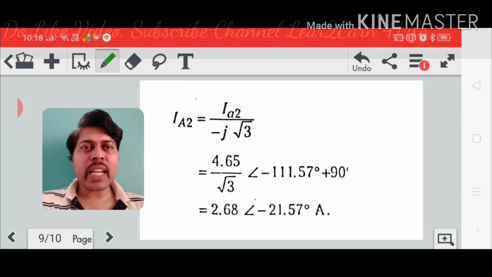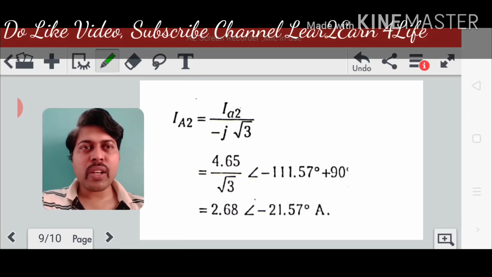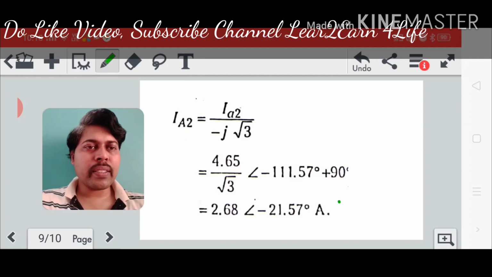The negative sequence delta current which is flowing in a delta connected load is equal to the negative sequence line current divided by minus J root 3. After substituting the negative sequence line current, I will get 2.68 at an angle minus 21.57 degree ampere.